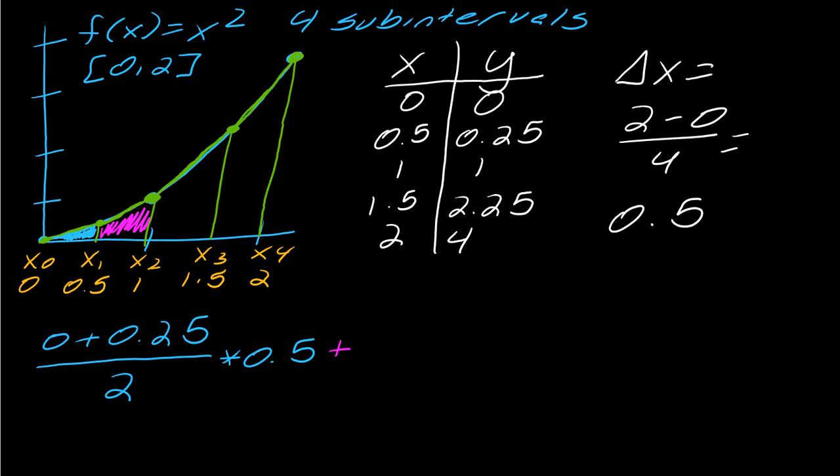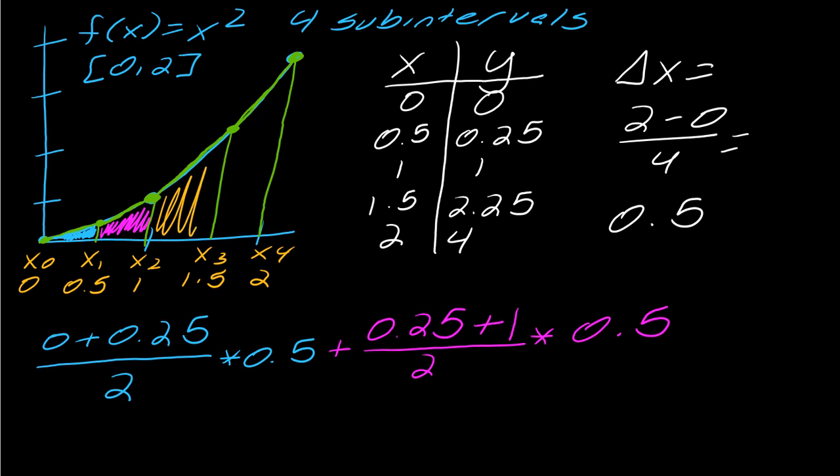Well, now what I'm going to do is I'm going to take, so the first height was 0.25. So the next height over, that would be this 1 squared, so that's 1. Divide this by 2. Again, multiply that by 0.5.